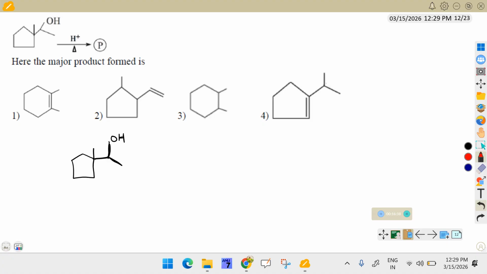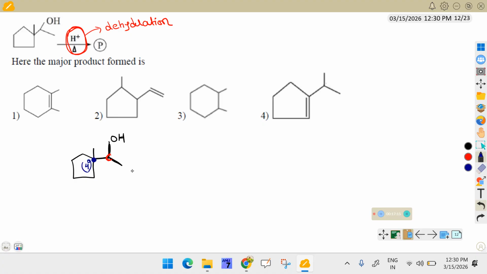See the next question. Alcohol with H plus and heat. Here which process takes place? Dehydration process takes place. First identify the beta carbon. Beta carbon is which type of carbon? Beta carbon is a quaternary carbon.